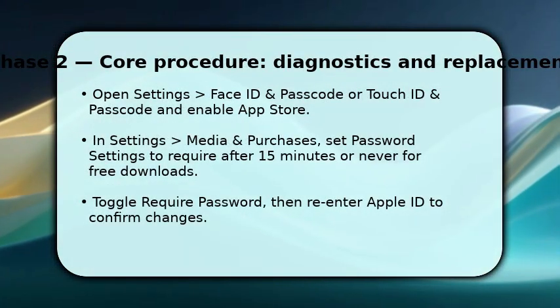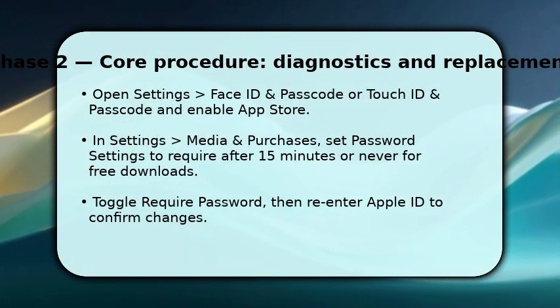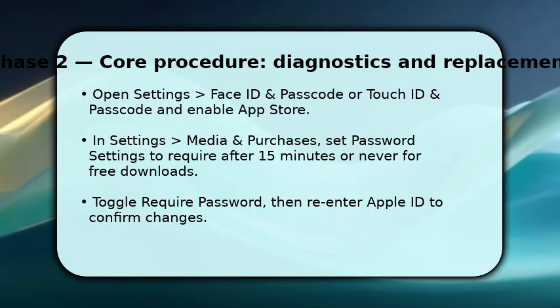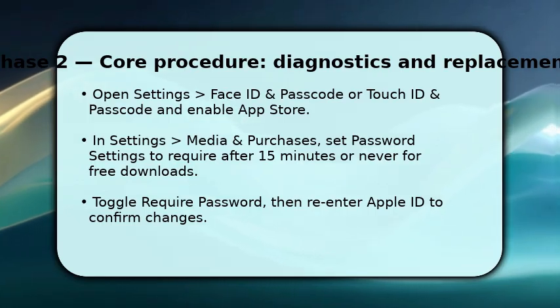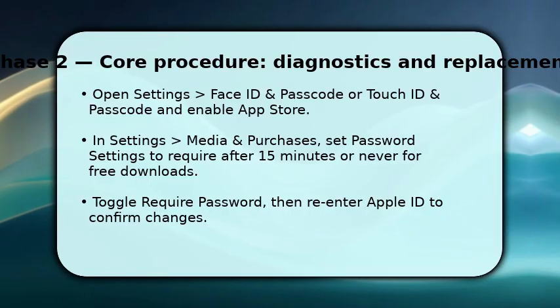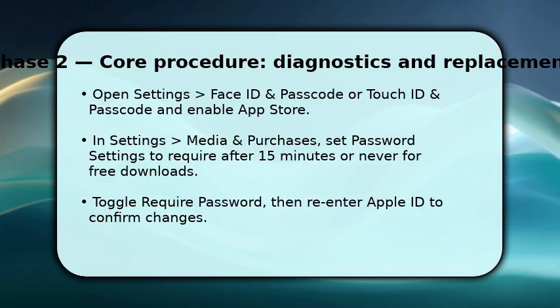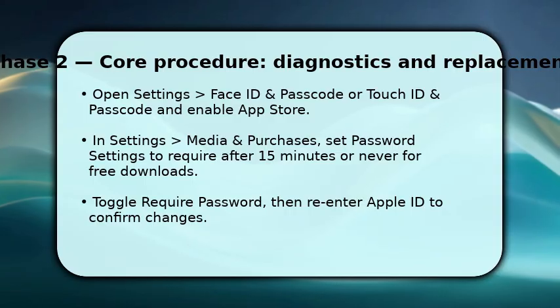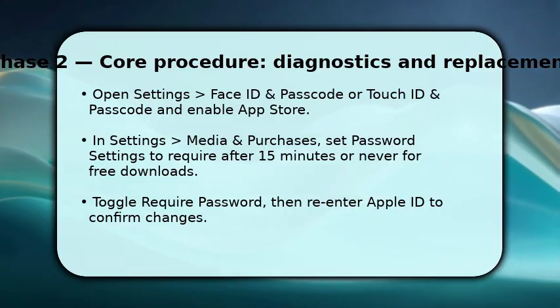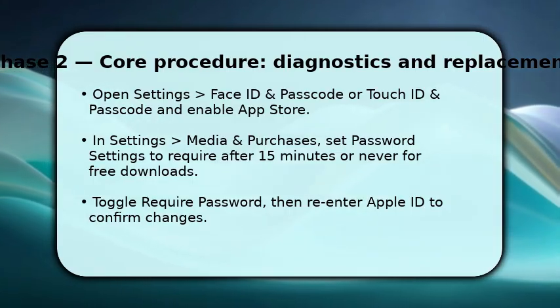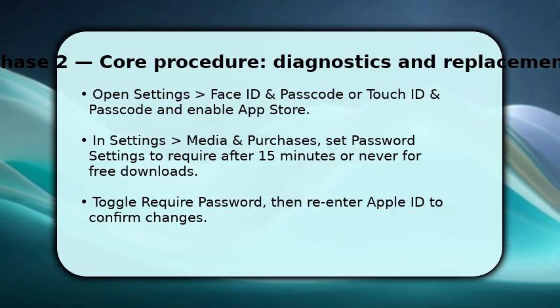You now change purchase controls. Go to Settings, then Face ID and Passcode or Touch ID and Passcode, and enable App Store for biometric purchases. Next, in Media and Purchases, tap Password Settings, choose the option that suits you, require after 15 minutes or disable for free downloads to stop repeated prompts.